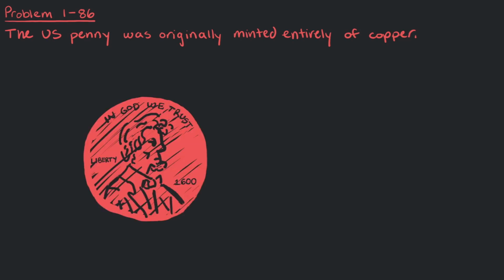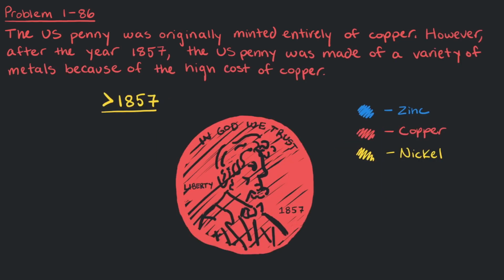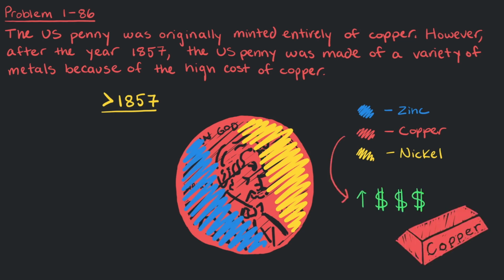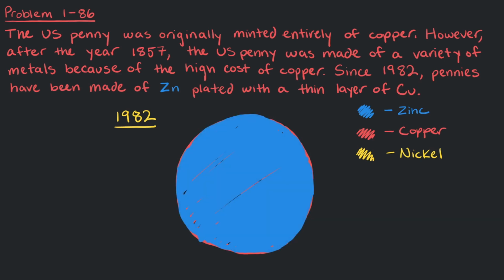The U.S. penny was originally minted entirely of copper. However, after the year 1857, the U.S. penny was made of a variety of materials because of the high cost of copper. Since 1982, pennies have been made of zinc plated with a thin layer of copper.